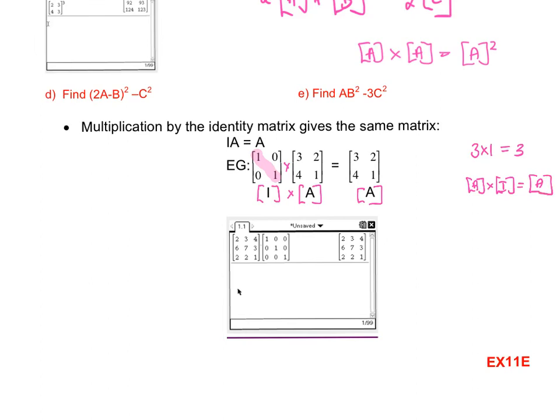So here in this little example, you can see here's the identity matrix. So our answer should be this one, which it is. So you can see you get the same thing. All right, so 11E is really easy.